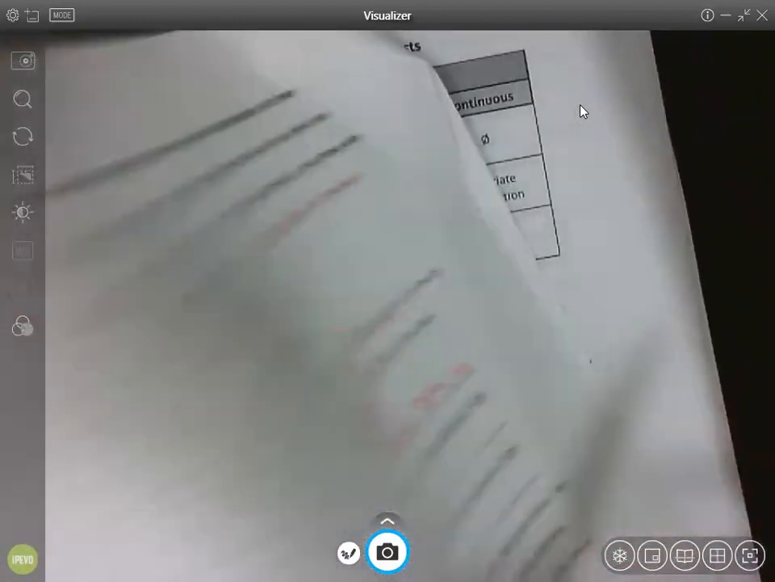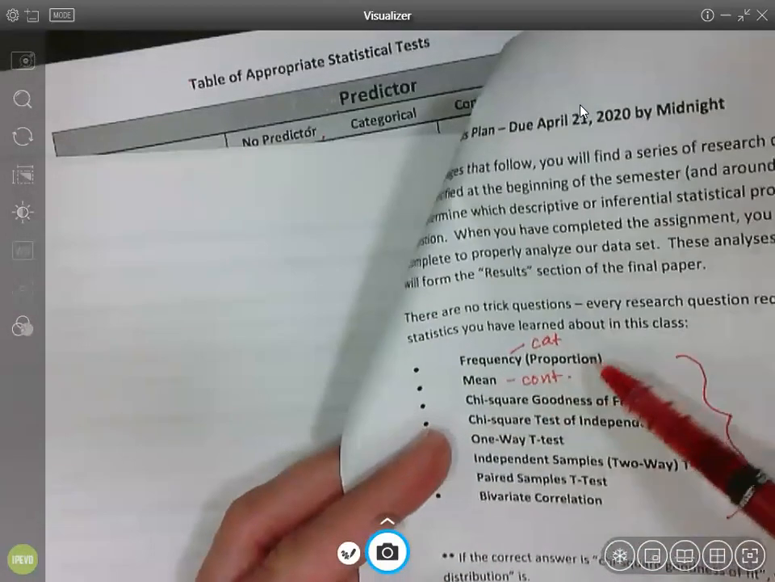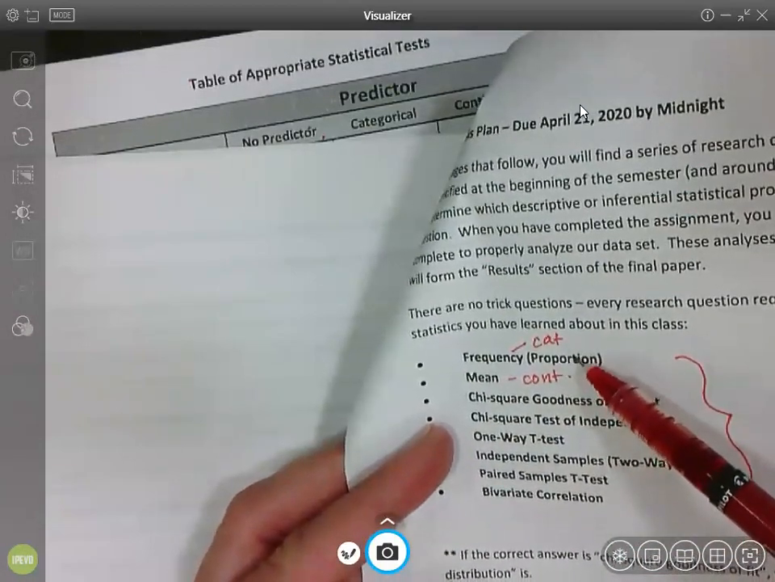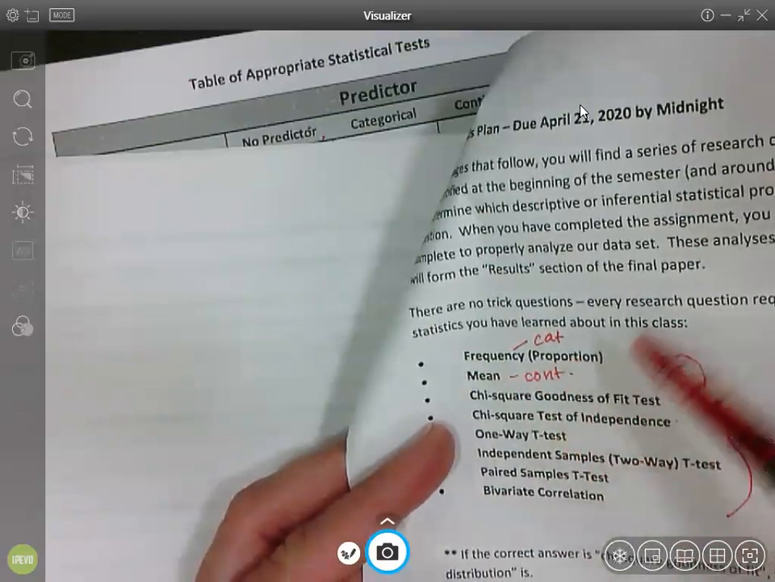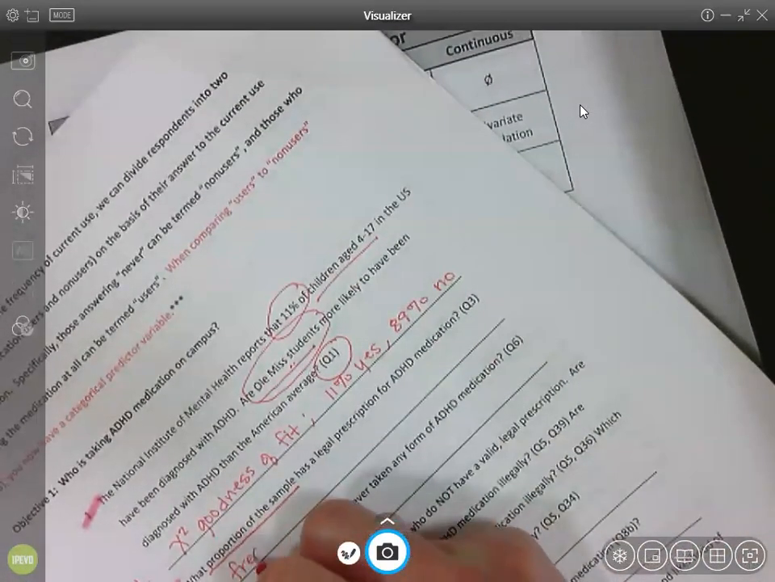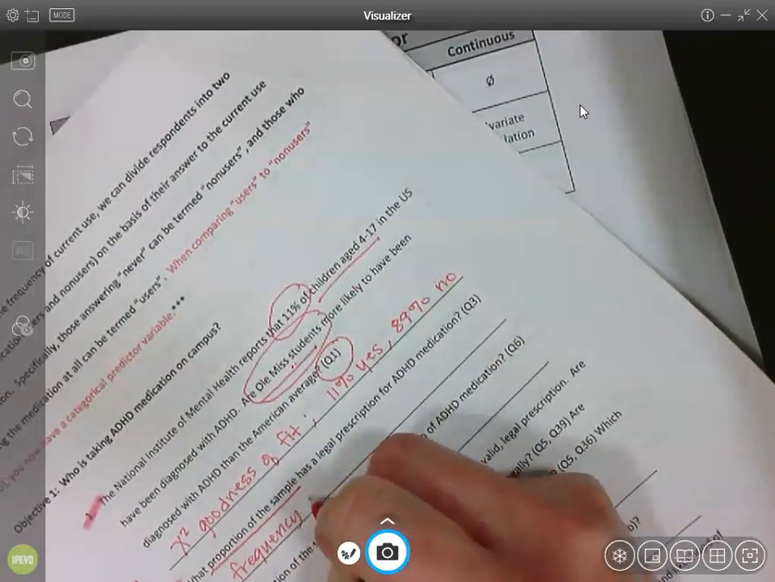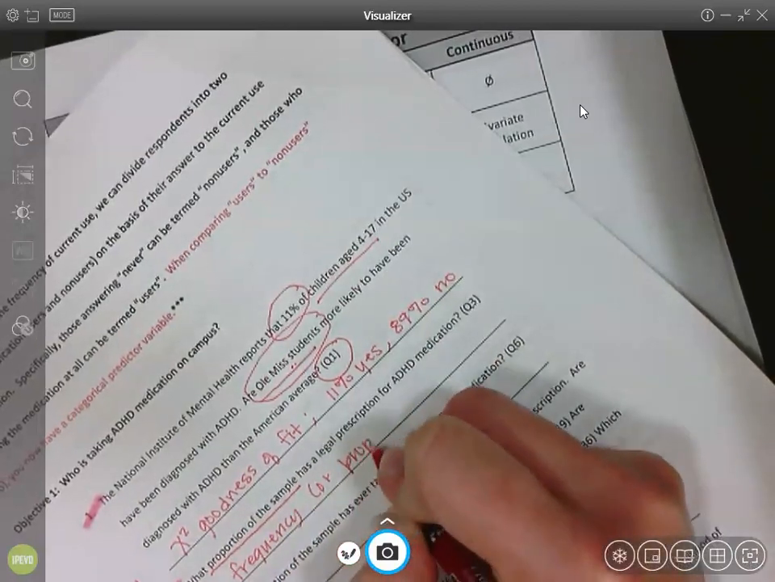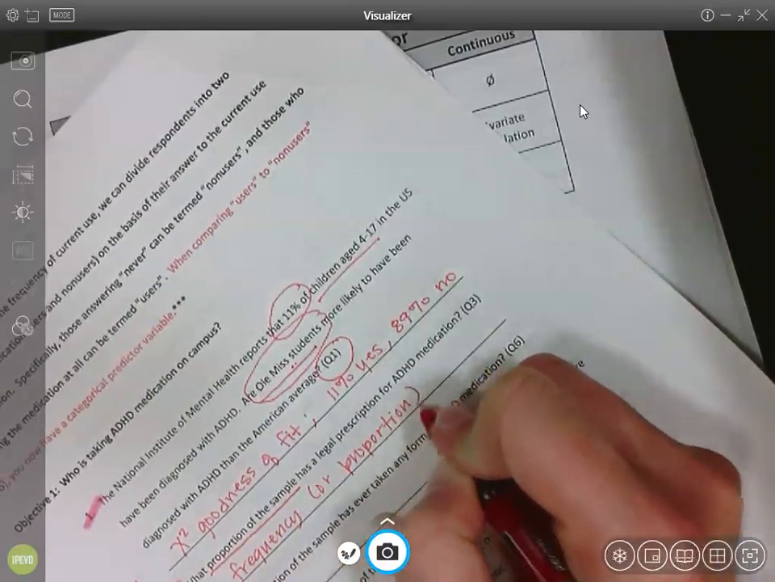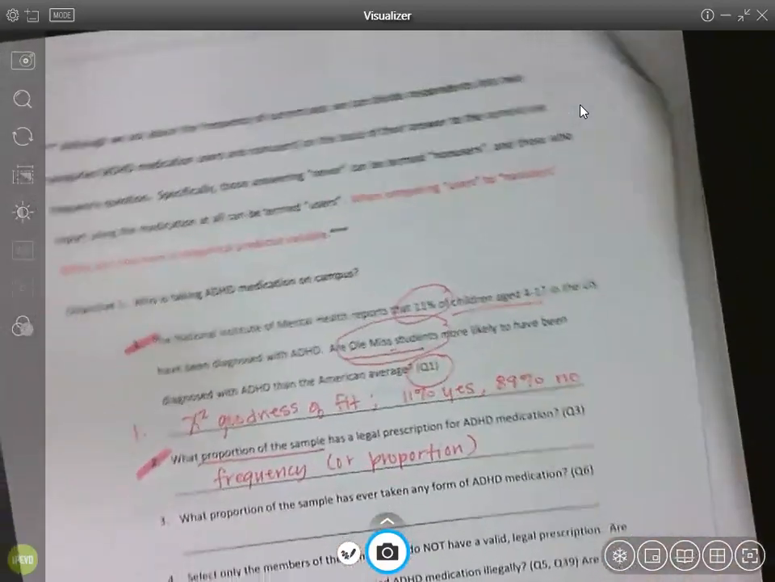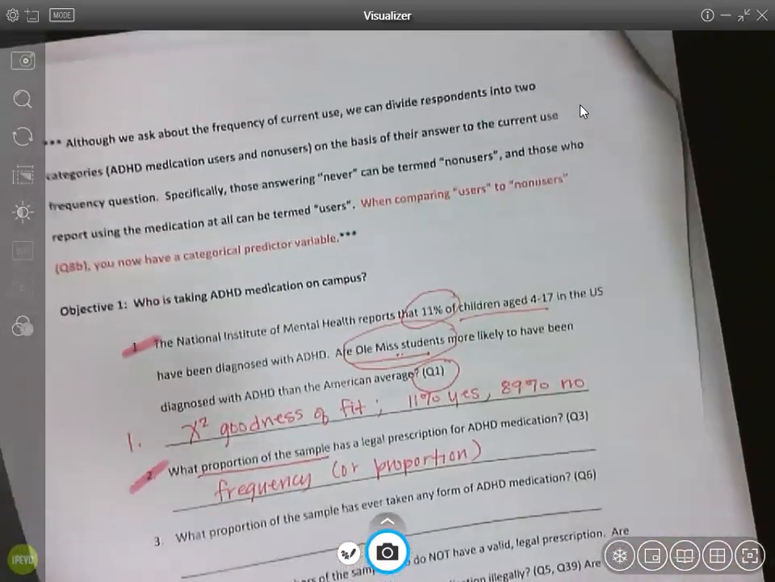When we have categorical data and we want to report some descriptive statistic about what our sample is telling us, we do that by reporting frequencies or proportions. So our answer here would be frequency or proportion. You could say either word, it wouldn't matter. So that's what a frequency question would look like on this assignment.